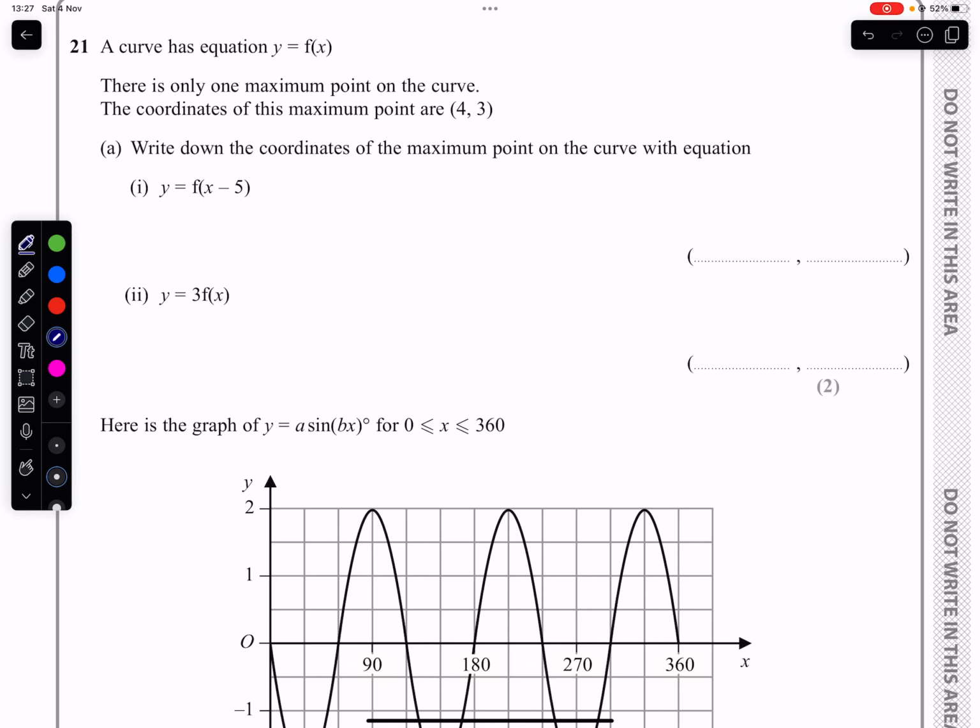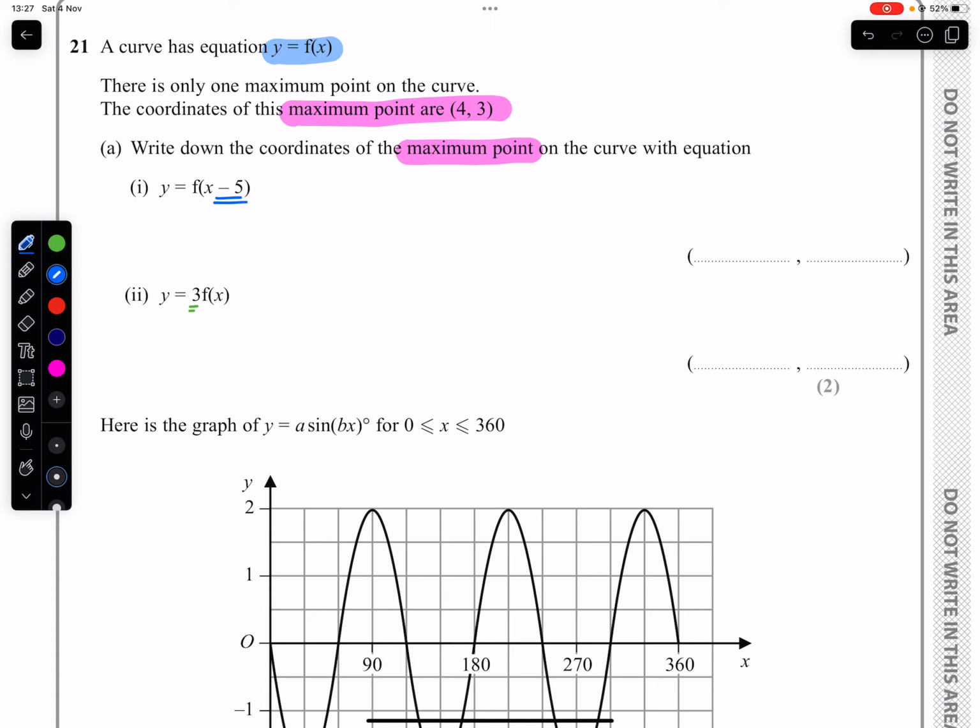Question 21. We're told a curve has an equation y equals f of x. We are given information about a maximum point on this curve as being (4, 3), and we're being asked to find the coordinates of this point after it's been transformed in two different ways. So we have this minus 5 in the brackets giving us f of (x minus 5), and then for the second part we have this 3 on the outside multiplying, like so.